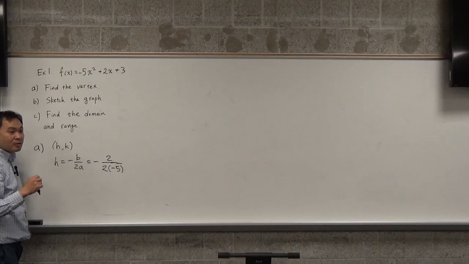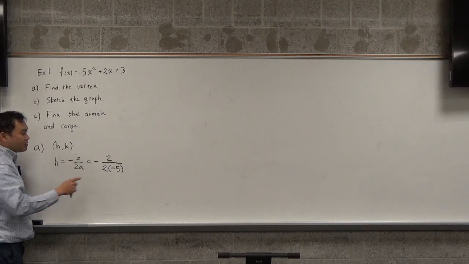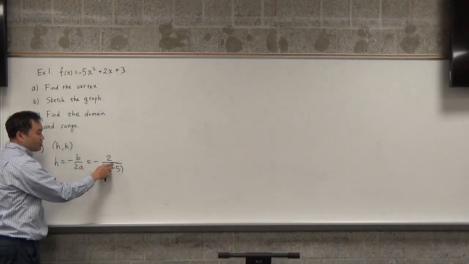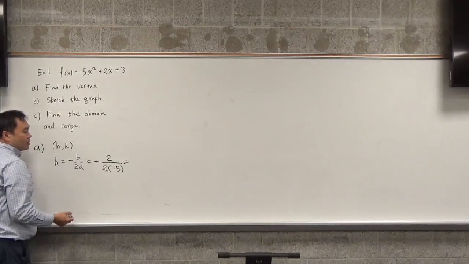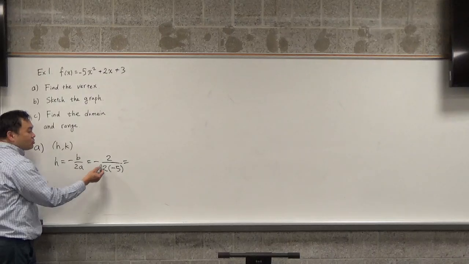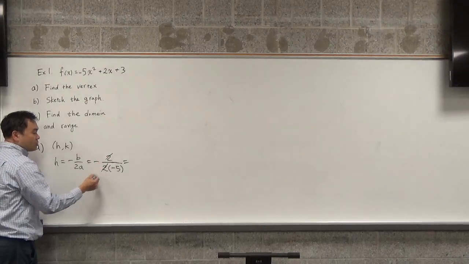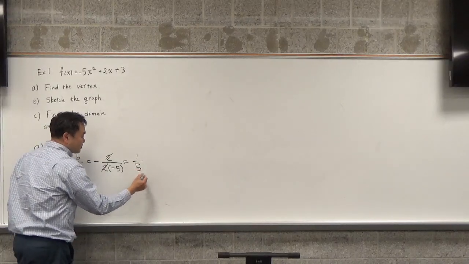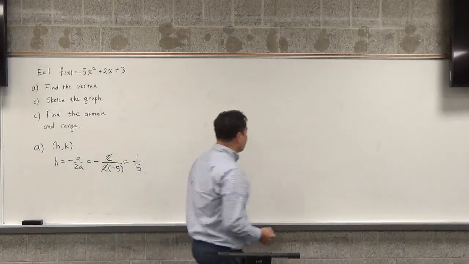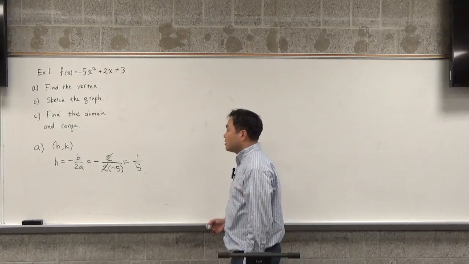Shouldn't the numerator... Oh, never mind. I see the negative. Yeah, there's a minus here, there's a minus here. So they cancel. So this will be positive. And in addition, you can also cancel this 2 and this 2. So that's going to be 1 over 5, you're right. Now we got the h.